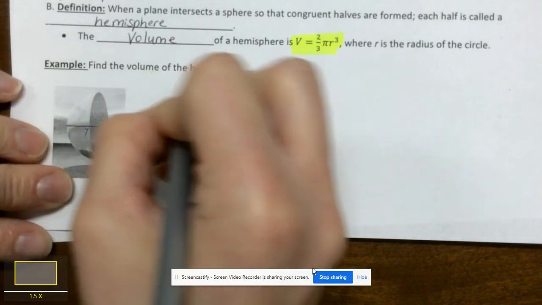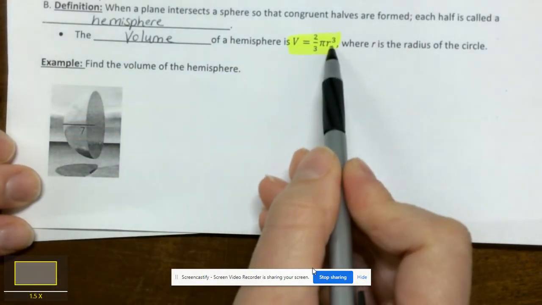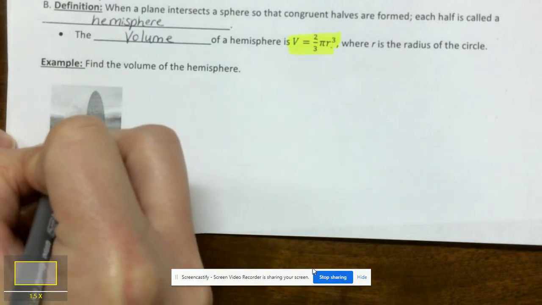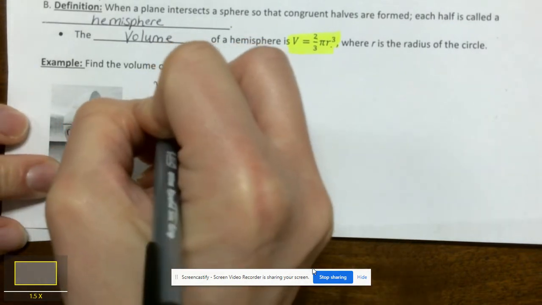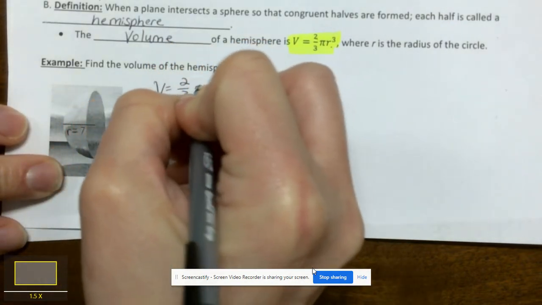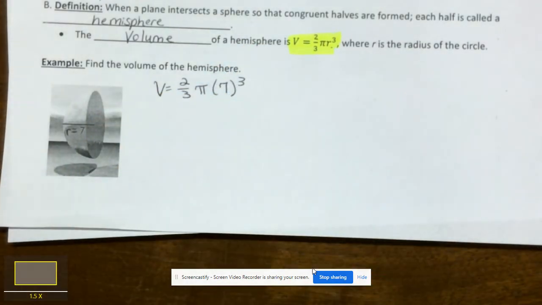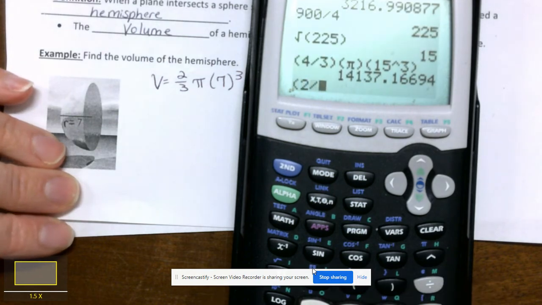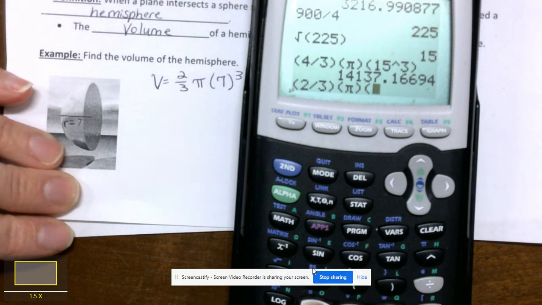All right, so find the volume of the hemisphere here. Now, we need our radius again, and they have given us our radius. It is 7. So right here, this is our r. So our r equals 7. All right, so we've got 2/3 pi, and our r is 7 cubed. Okay, this becomes a calculator problem. So we're going to key in 2/3 times pi times 7 cubed.